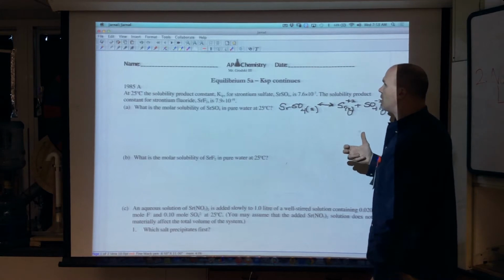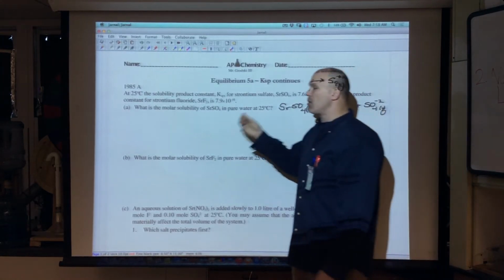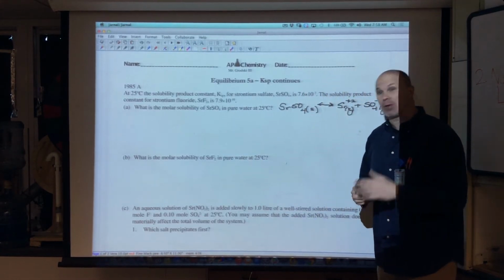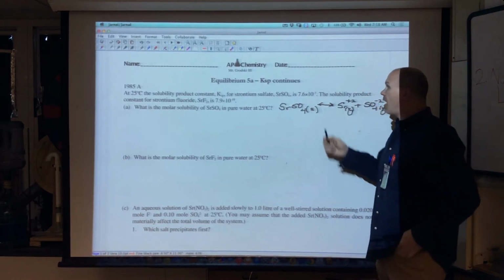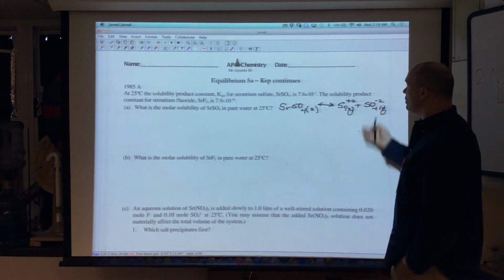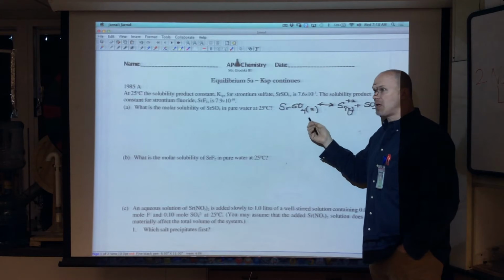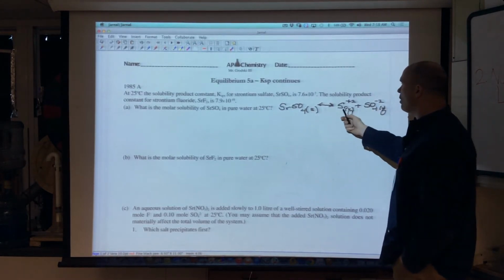So what we're going to do is come up with a value that tells me exactly the solubility. Although the KSP gives me insight into who's more soluble, it doesn't give me molarity. So to find the solubility of strontium sulfate, I have to actually find the molarity of one of its components. I can't find the molarity of the solid because there's no molarity of a pure solid, so I find the molarity of one of these guys.